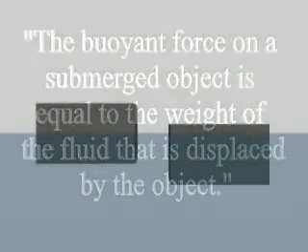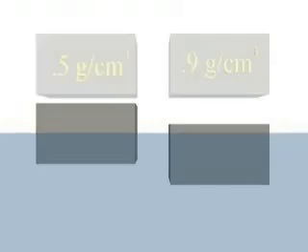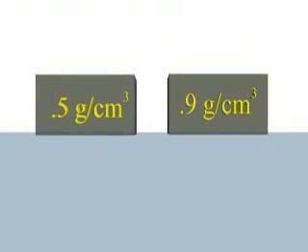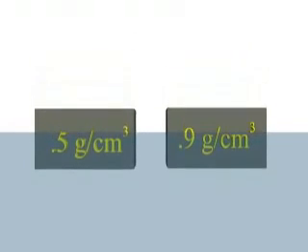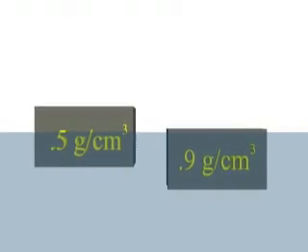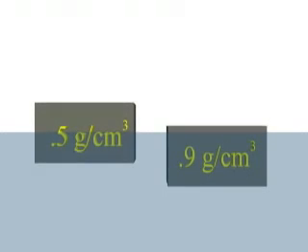This means that the denser a floating object is, the more water it will displace. An object with a density of 0.5 grams per cubic centimeter will float only partly submerged, while an object with a density of 0.9 grams per cubic centimeter will float almost completely submerged.